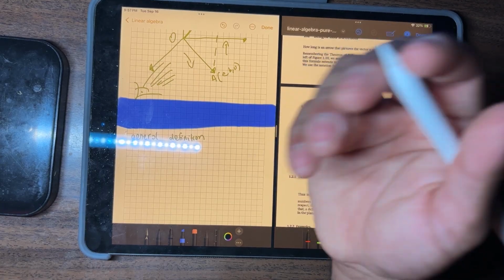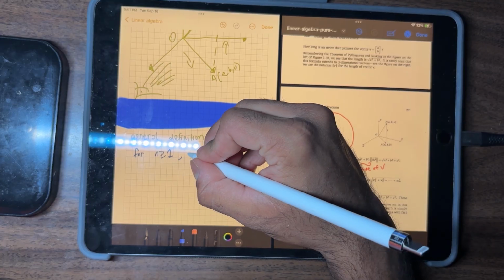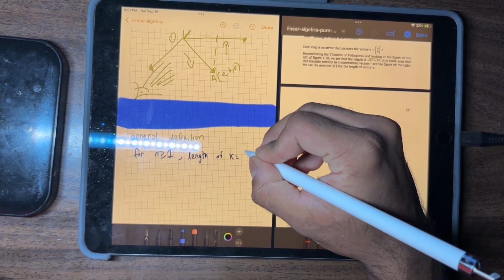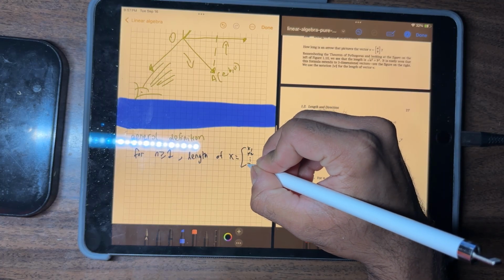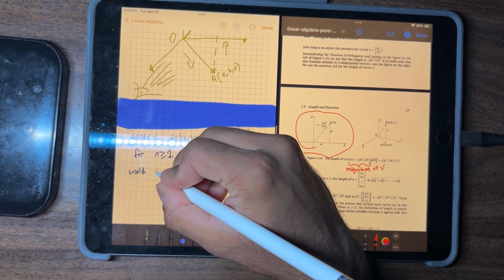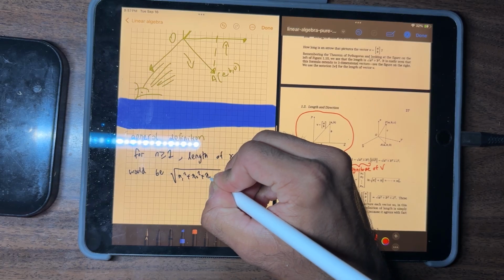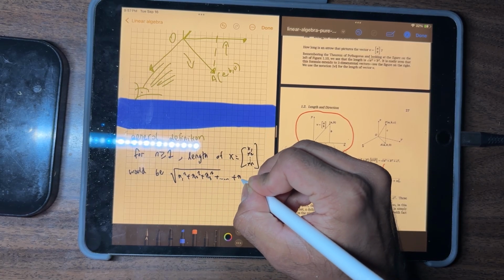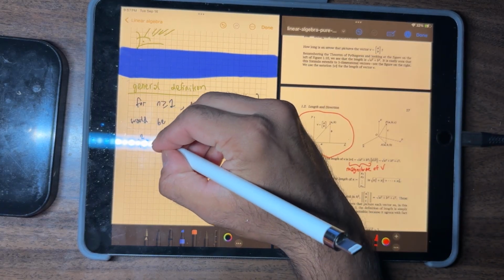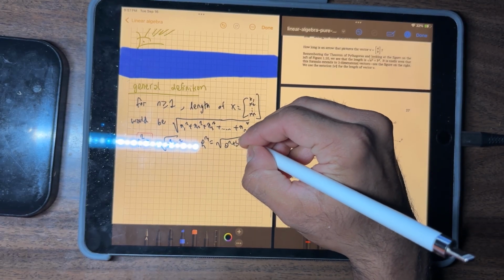Okay, so what's the general definition? For n greater than or equal to 1, the length of x equals x1, x2, and so on, xn would be the root of x1 square, x2 square, x3 square, and so on, xn square. So R2 would be the root of a square plus b square, R3 would be the root of a square, b square, c square.